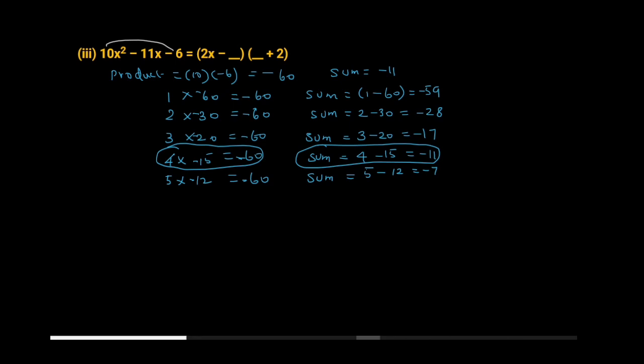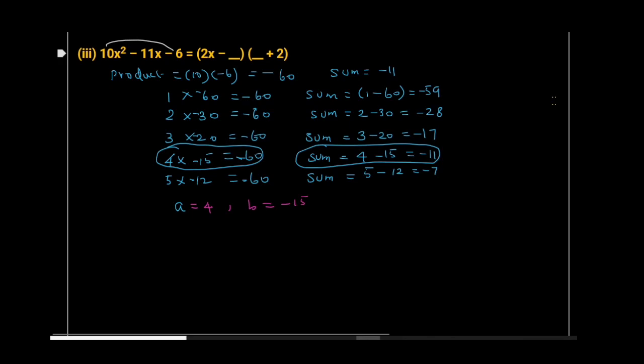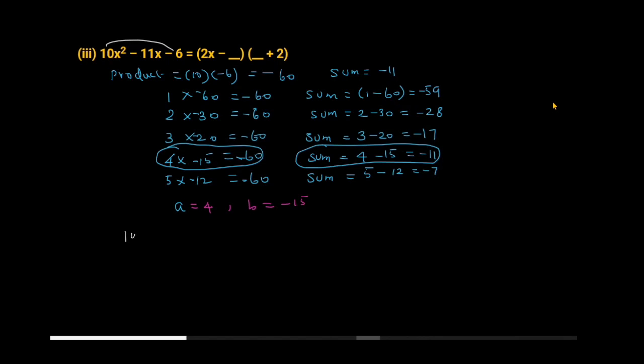So our a here is 4, and our b here is minus 15. These are the two integers. We can do this in two ways, either splitting the middle term or the next one. Now first we can see the splitting middle term, that is 10x squared minus 11x minus 6 is equal to 10x squared, minus 11x can be written as plus 4x minus 15x, minus 6.